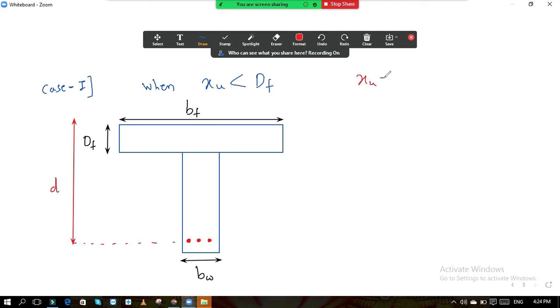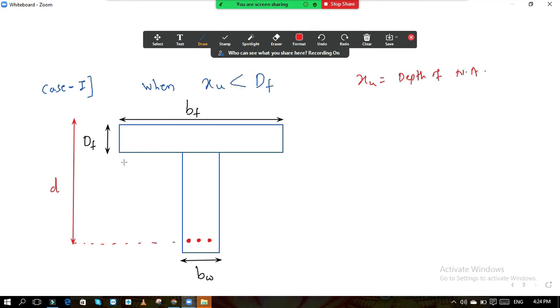XU means what? What is the meaning? XU is the depth of neutral axis. So if your XU is less than DF, म्हणजे तुमचा neutral axis कुठे असायला पाहिजे? Flange मध्ये. Your neutral axis lies within the flange. That is the meaning of XU is less than DF.